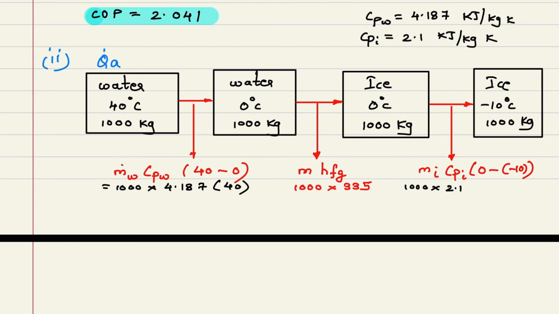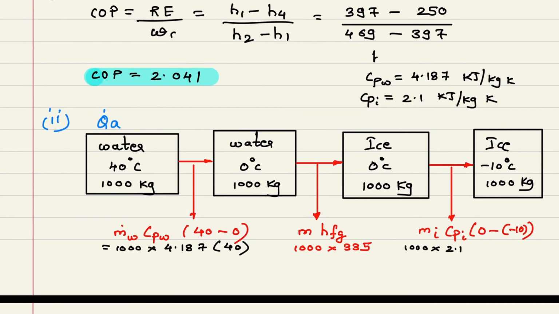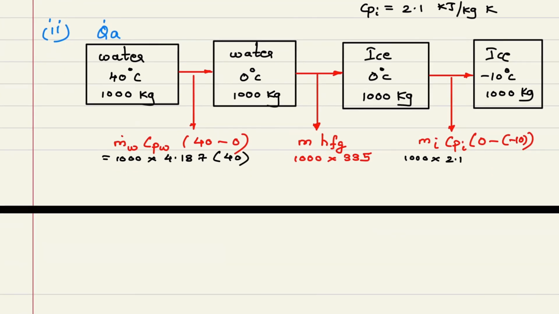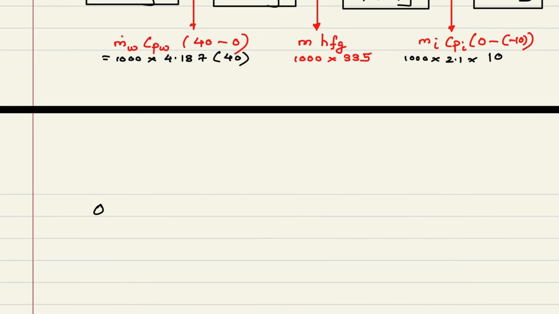Okay, then HFG, latent heat of vaporization for ice, this we have to assume 335 kilojoule per kg. Remember these values. Okay, so 2.1 into this will be 10. So from here we can calculate Q dot A. What will be Q dot A? It will be addition of this value plus this value plus this value.